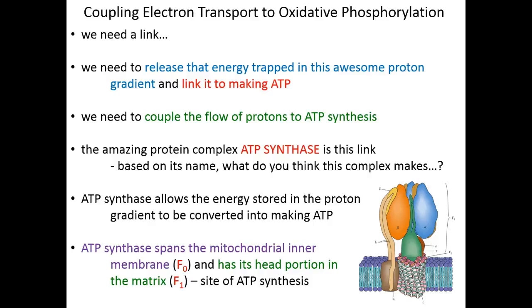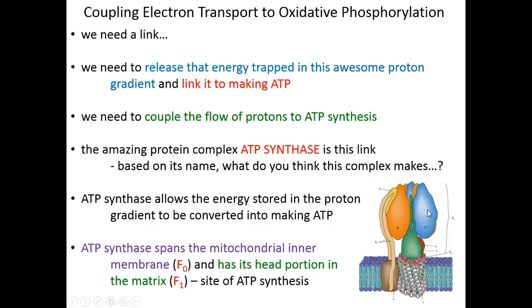ATP synthase is made up of two large separate domains. The F0 domain, which spans the membrane itself. The F0 domain spans across the inner mitochondrial membrane here. And the F1 region, which is also called the head group, or the head region of ATP synthase. This is where we'll actually make ATP.